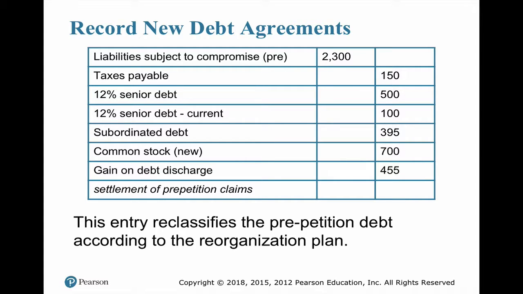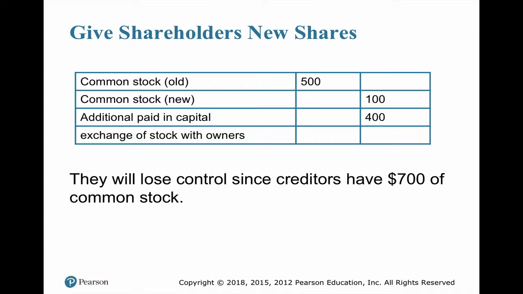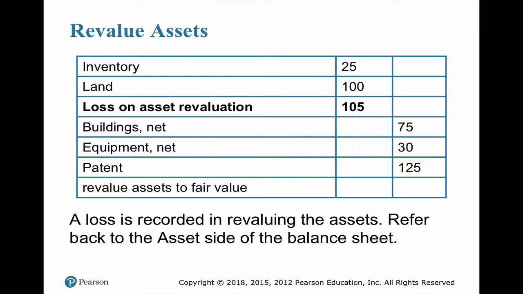Once we make the evaluation, we start to record the new debt agreement and we make a journal entry for that. The entry reclassifies the pre-petition debt according to the reorganization plan. Then we adjust the shareholders' equity, so we create a new journal entry to adjust the old stockholder amounts with the new amounts, and the difference will go to paid-in capital. And then we reevaluate the assets, where we put the book value and the current value, and the difference between them is the loss on assets reevaluation.